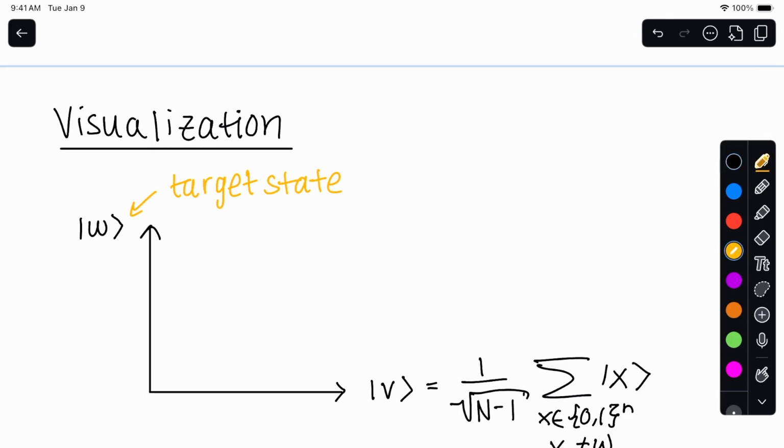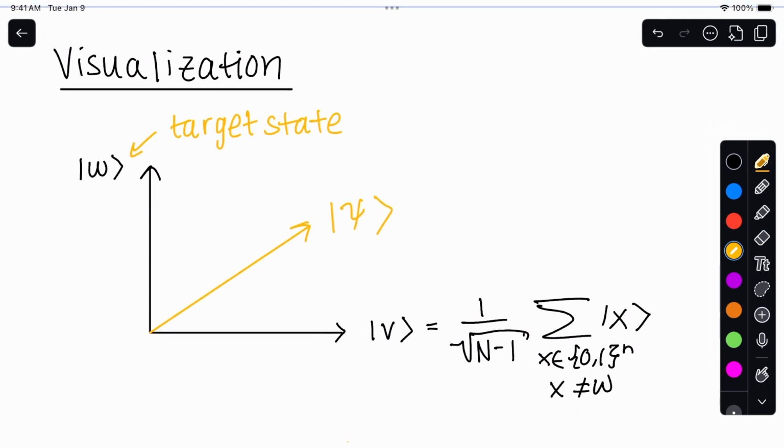So then, if we have some arbitrary state psi, and we want to know the action of our phase flip oracle, which is a unitary operation, then what's going to happen is it's going to flip the sign of the W state only, and everything in V is going to be unchanged. So essentially, this component is going to get flipped. So basically, the action of the phase flip oracle is to flip us over the state V.